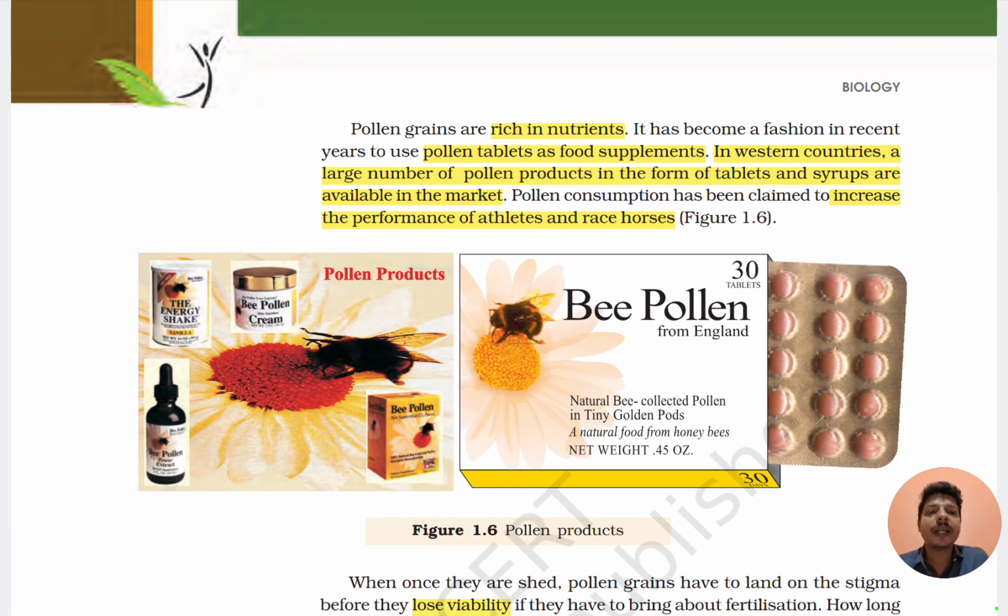Pollen grains are rich in nutrients. It has become a fashion in recent years to use pollen tablets as food supplements. In Western countries, a large number of pollen products in the form of tablets and syrups are available in the market. Pollen consumption is claimed to increase the performance of athletes and racehorses.